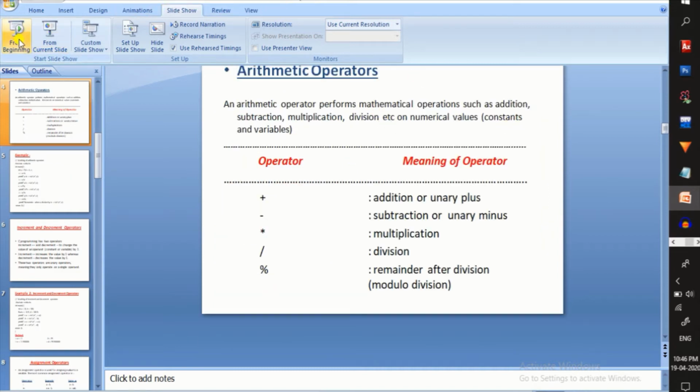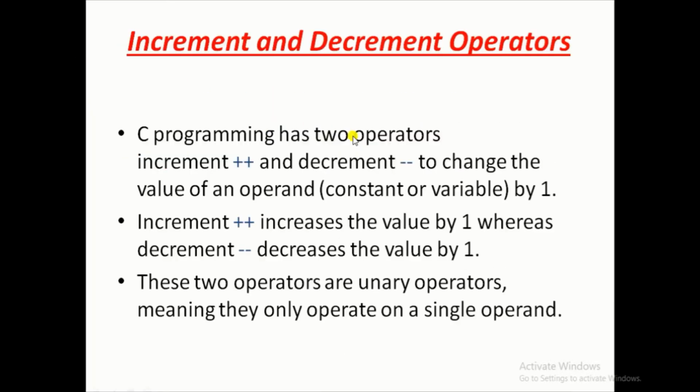In the next slide we discuss important operators, that is increment and decrement. These operators are very important, and they are used several times to write a program. So please understand these operators very carefully. C programming has two operators, increment or plus plus and decrement or minus minus. To indicate increment we use double plus and for decrement double minus, to change the value of an operand, constant or variable, by 1.